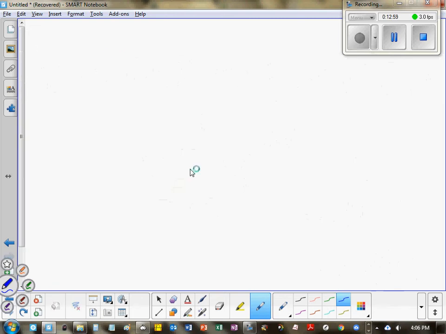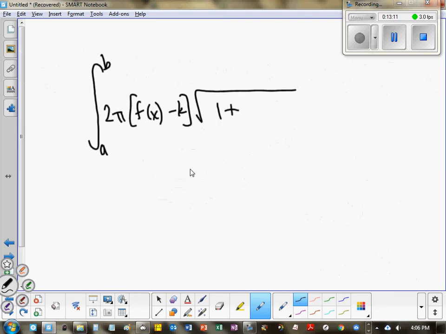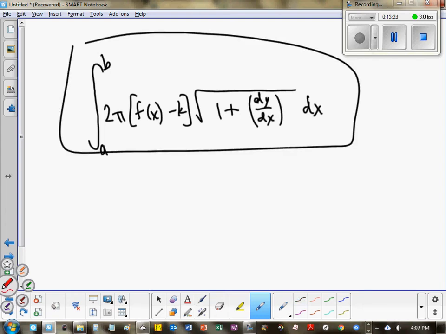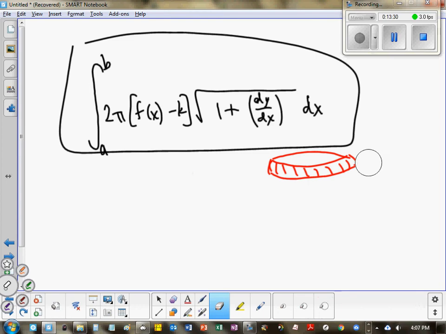Okay, grand conclusion. Here it is. We use integral a to b 2 pi f of x minus k times the square root of 1 plus, well, I'll just put dy dx squared, dx, and that's if your bands look like so.